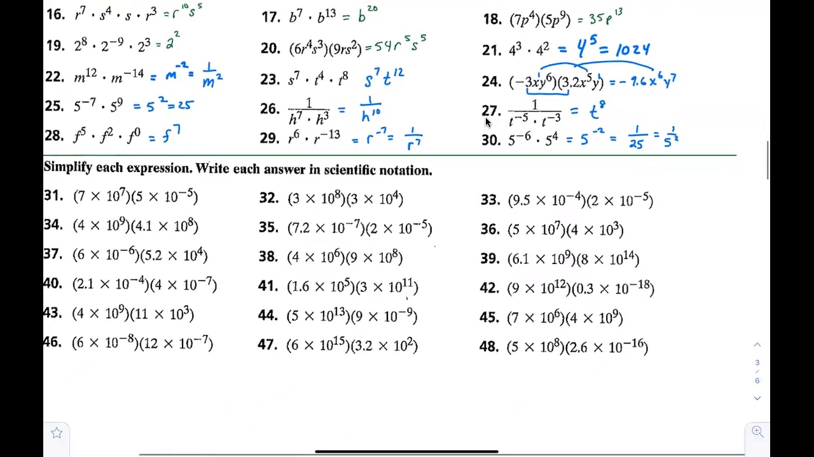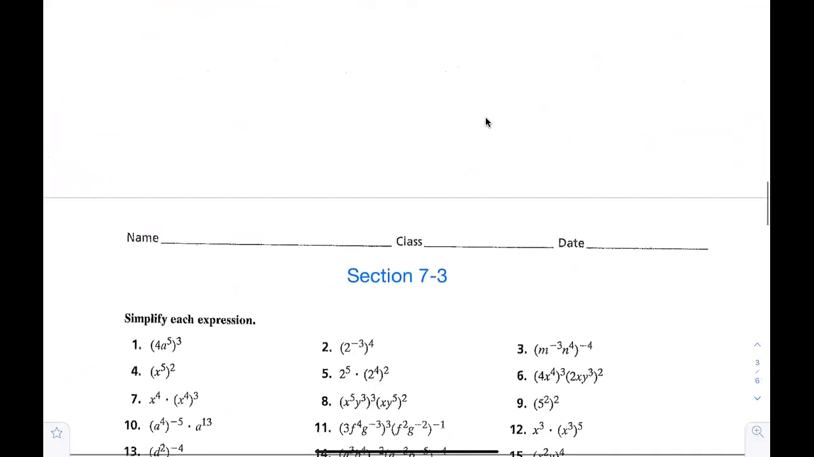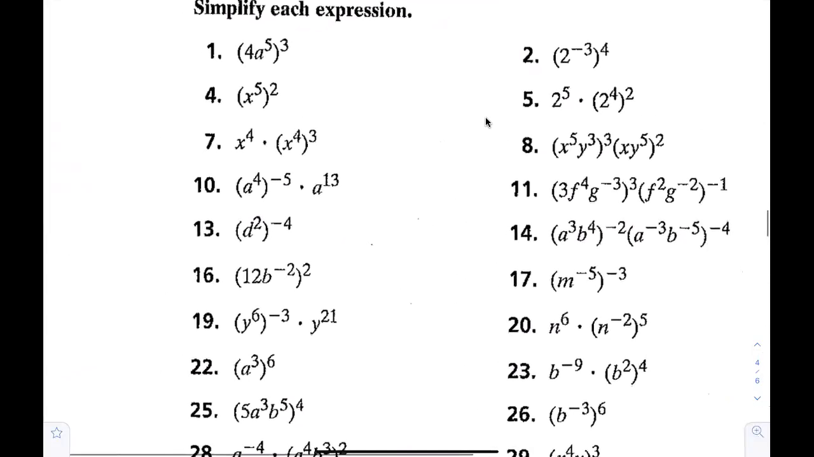I told you, just rules. All right. Now, I don't want to worry about the scientific notation. You can just do it on 7-3. Here we go. I've got to get to work.